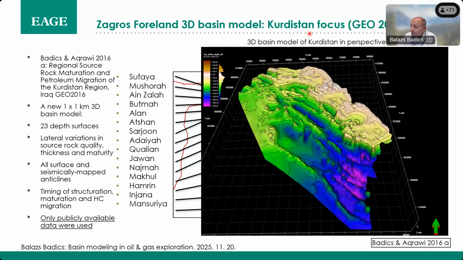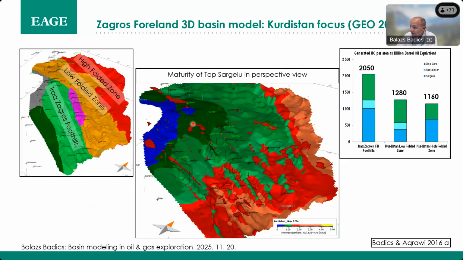And that basically refined our Iraq model with a 1 by 1 kilometer grid. And of course, here we know that the northeastern part is extremely thrusted and folded. We didn't spend years on that because we know that it's very, very destructive for oil and gas preservation. But basically, we could calculate the same, how much oil is generated and how much is destroyed in the high folded zone, low folded zone, and foothills. And then in this purple again is the Kirkuk field in the middle.